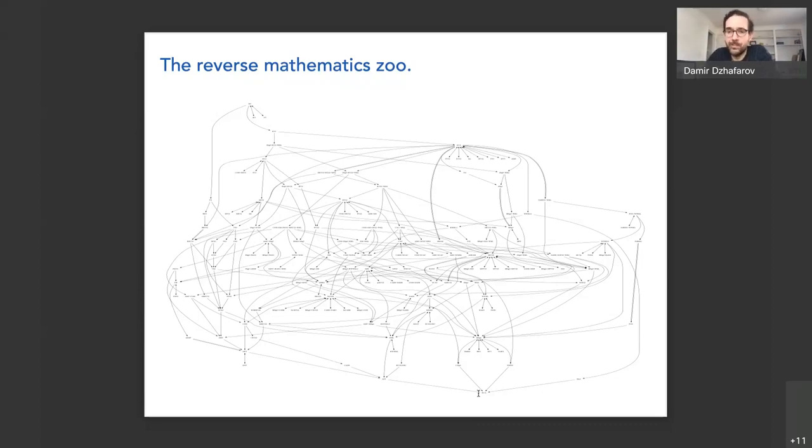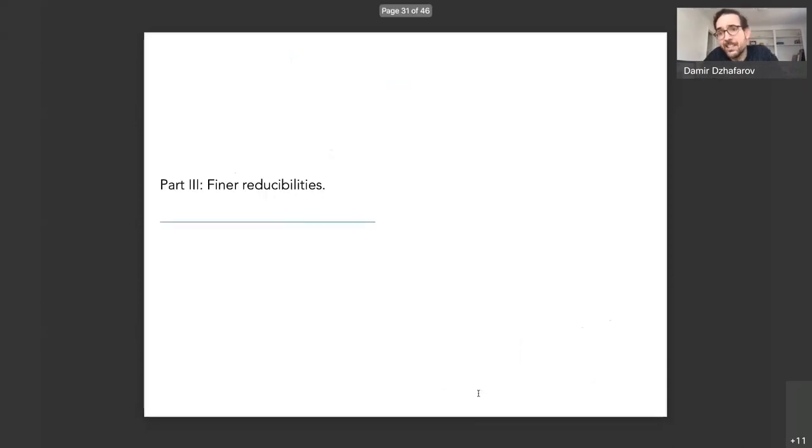And that's the kind of goal: to understand these different principles using the fine tools offered by reverse mathematics. And in fact, in this next part of the talk, what I want to talk about is finer reducibility still, ways to really get at some of the finer distinctions between these principles.